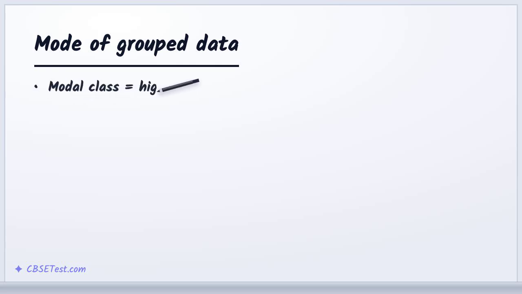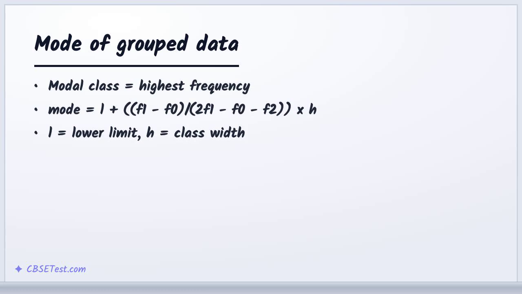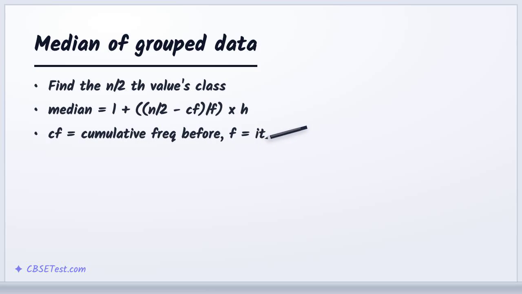The mode lives in the modal class, the one with the highest frequency. Its formula uses L, the lower limit, the modal frequency f1, the ones before and after f0 and f2, and the class width h. For the median, locate the class containing the n/2th value.